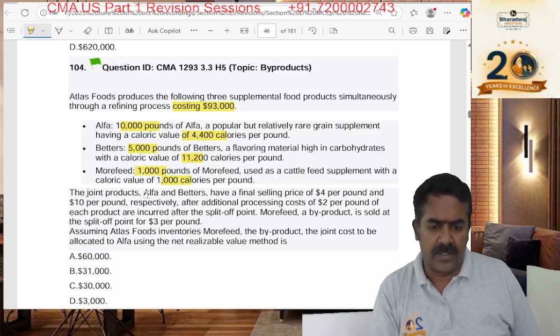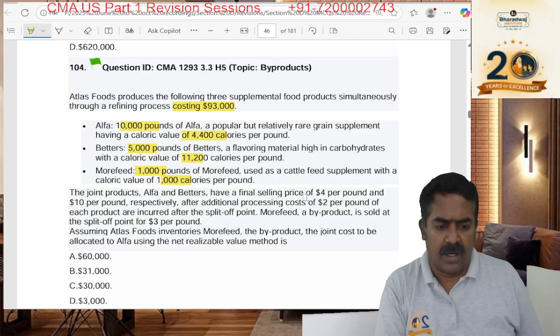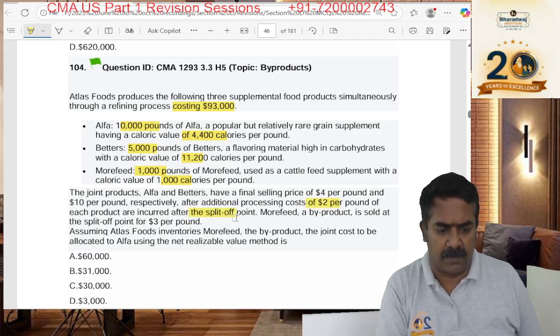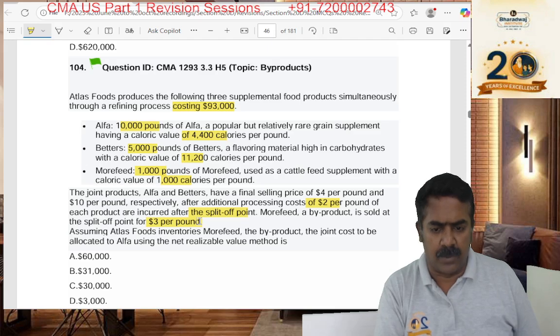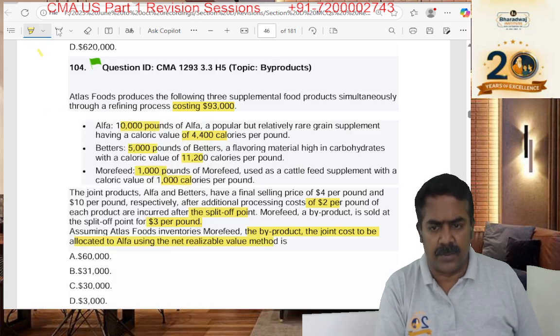The joint products A and B have final selling prices of 4 and 10 given. Additional processing cost is what? 2 per pound for each product, incurred after the split-off point. The byproduct is sold at the split-off point at what? 3 per pound is given to us. The byproduct joint cost is to be allocated using the net realizable value method. It is a simple question.